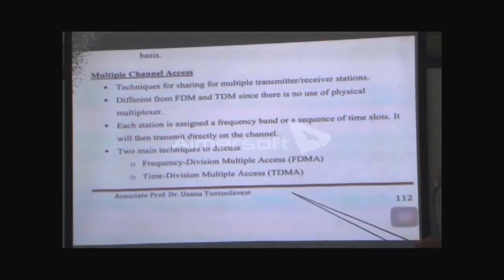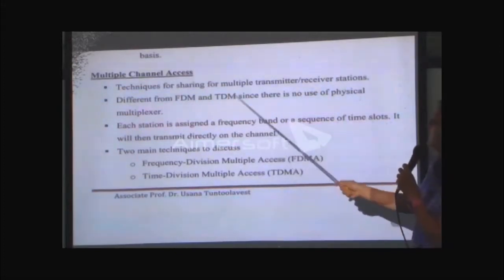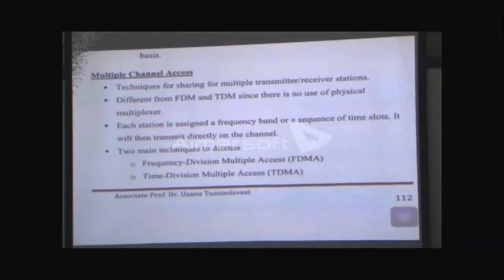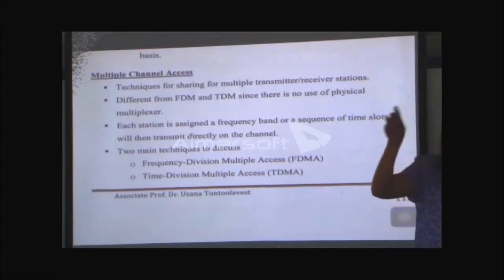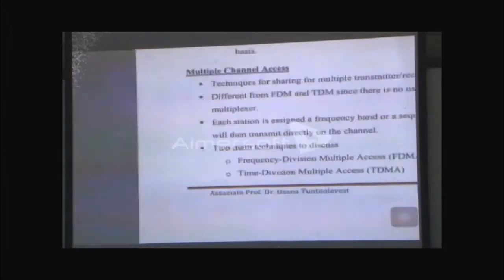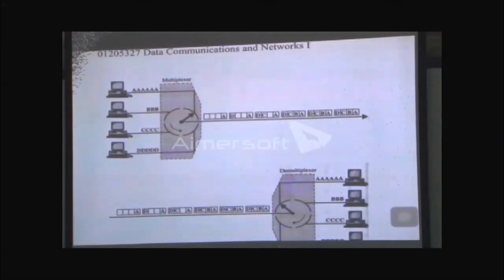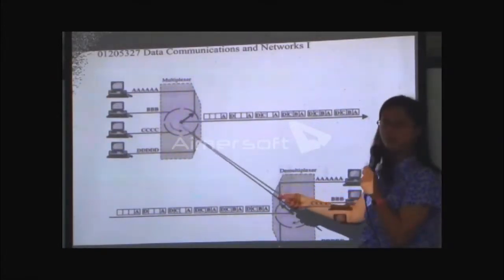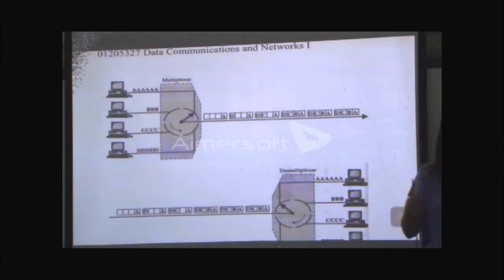And what are the differences? It's different from FDM and TDM because there is no use of a physical multiplexer. With FDM and TDM you have a multiplexer, right? But in FDMA and TDMA, there is no multiplexer.